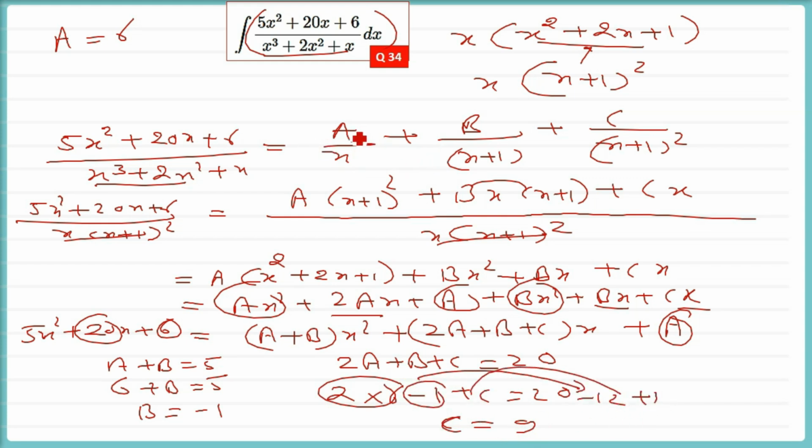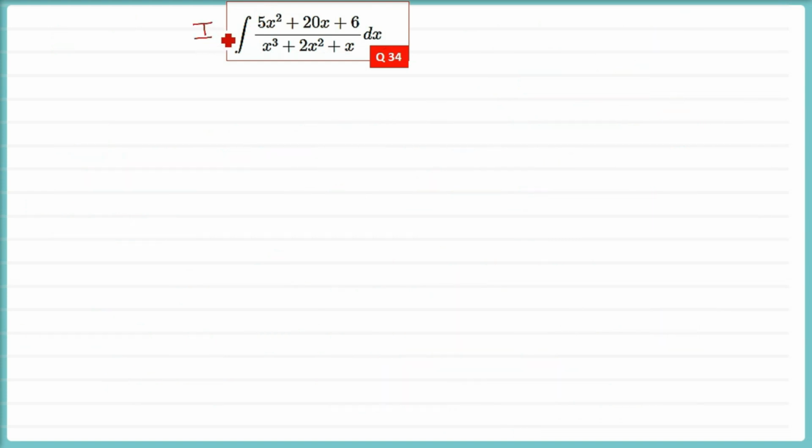Now in place of a we'll put 6, then we'll integrate. In place of b, we'll put negative 1, integrate. In place of c, we'll write 9, integrate. This all along with dx. So let's do it formally. So the integration will come like this.